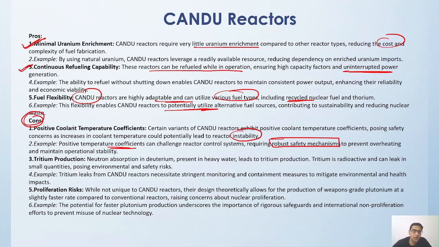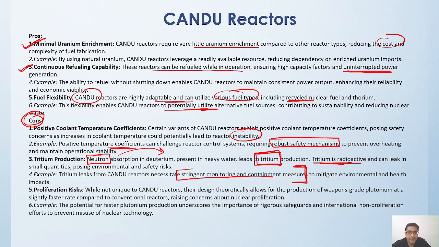Then whenever the fission reaction is going on, neutrons are produced. These neutrons are absorbed by the deuterium, that is called heavy water, and once the neutrons react with heavy water, it produces tritium. Tritium is radioactive, and even a small quantity of leak causes environmental and safety risk. So advanced stringent monitoring and proper containment measures are needed.